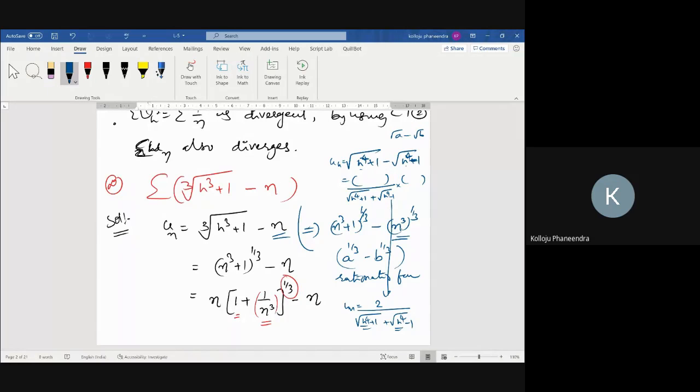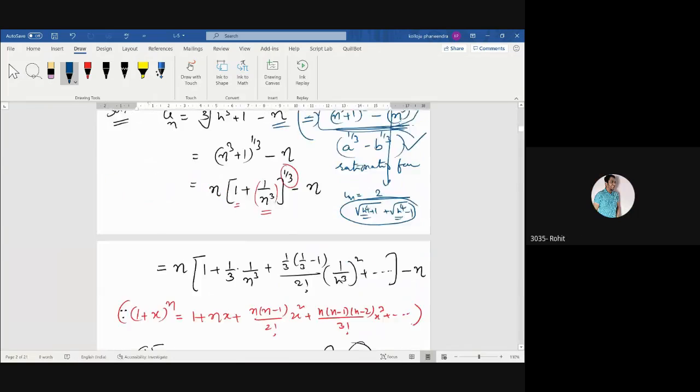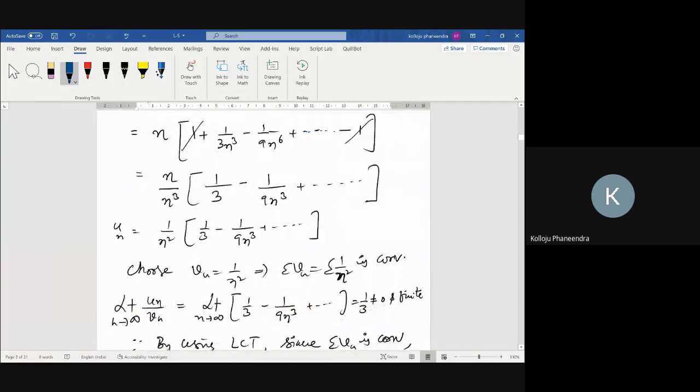Same logic is applicable for this problem also. This one, n cube plus 1 whole power 1 by 3 minus n cube whole power 1 by 3. You find the rationalizing factor for this. Then you multiply and divide with that, then in the denominator you will get only n terms. Obviously, you will get Vn as 1 by n square, definitely.